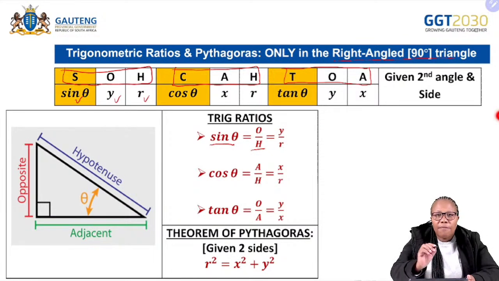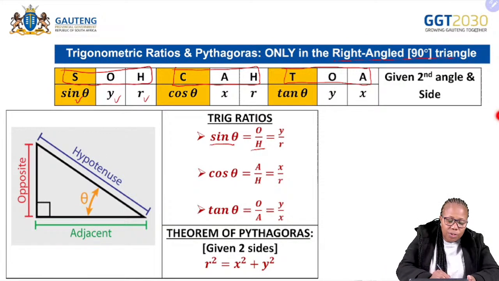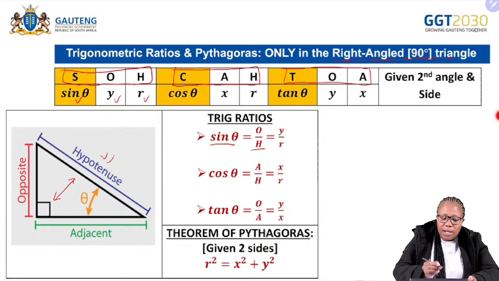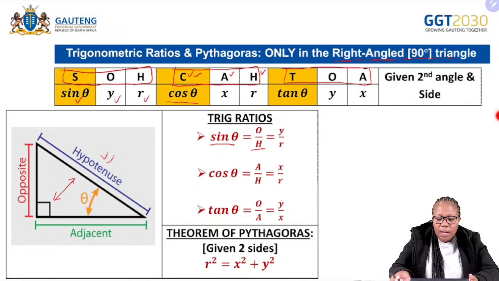Grade 12, bear in mind that the hypotenuse side must always be opposite the 90 degrees in your right angle triangle. All right. Now moving on to the next ratio. When we talk about the cos ratio, we are talking adjacent over hypotenuse. That is the cos ratio. Cos theta is x over r.